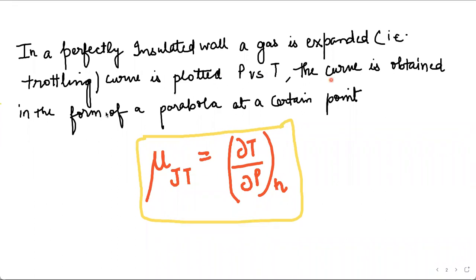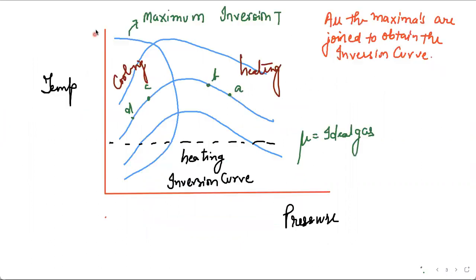The curve is obtained in the form of a parabola at a certain point. So the curve is shown here. This is your curve which is plotted with temperature versus your pressure. And these lines are called your isentropic curves. Here the cooling occurs and here your heating occurs.